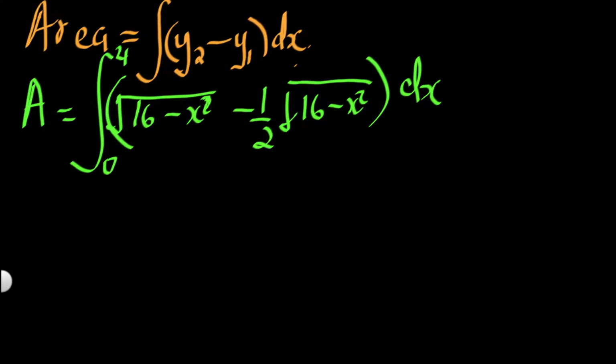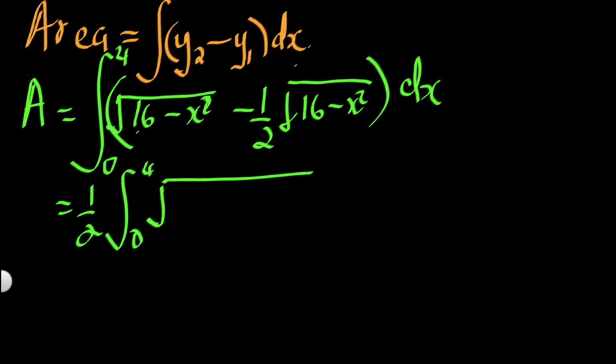If we look at what we have here, we can actually subtract the two. We can subtract this one minus this one, and we get half. So if we do that, we get half the root of 16 minus x squared, which we'll write like this. I can take out the half. I'll write it like this: half integration from 0 to 4 of the root of 16 minus x squared dx.